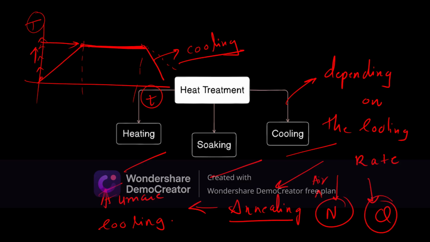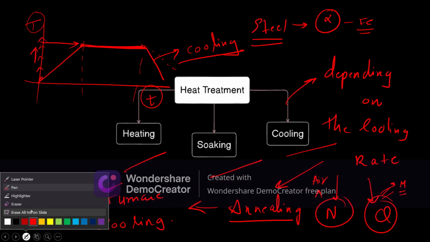And quenching is rapid cooling, where we cool the material very quickly, very fast. So that process is known as quenching, which leads to the formation of martensite. So in case of steel, what we are doing, we are having alpha iron, which is stable at room temperature.